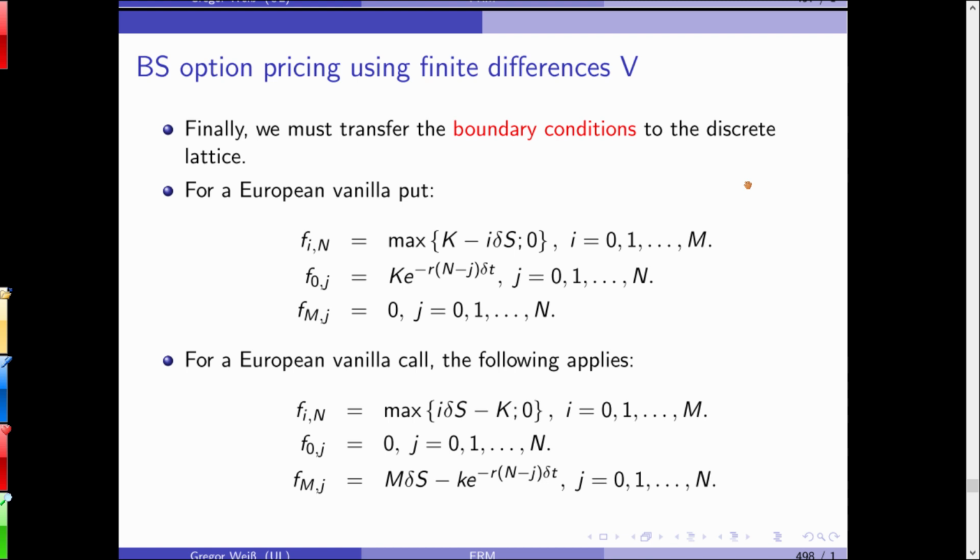By the way, for a European vanilla call, it looks slightly different. We again know the last column. We know the most upper and the most lower line, but those are switched. For a call, obviously, if the price goes up, we have zeros in the lowest line, and we have a different payout in the upper line. Okay.